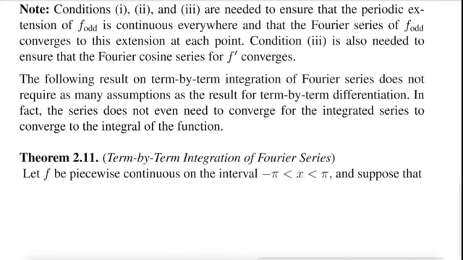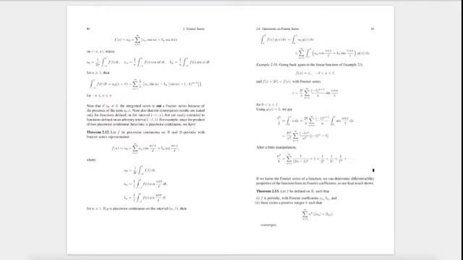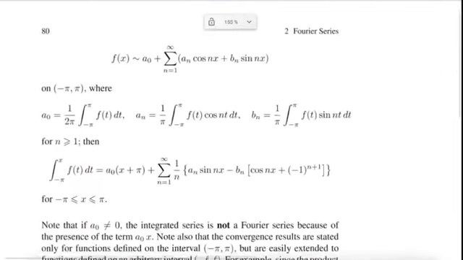So let me give you one more, which is about term by term integration. Term by term integration needs fewer conditions. You only need f to be piecewise continuous. You don't need a condition on f prime, because now we integrate, right? We don't differentiate, we integrate. Otherwise, we can do it term by term, which is then shown here on the next page.